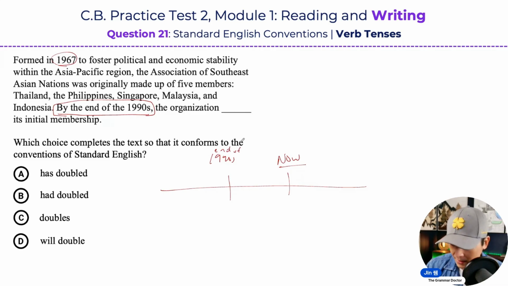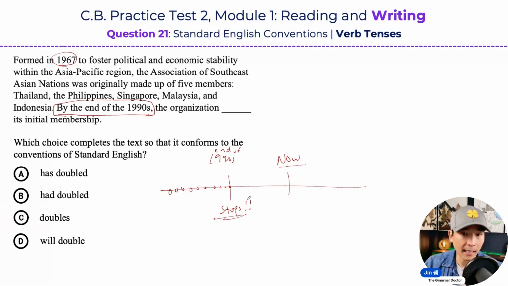So that's going to be like before it hits 2000, right? And when you say something like "by the end of the 1990s," you're basically saying everything leading up to the 1990s. As soon as you get to the end of the 1990s, the event stops right here. It stops, right? It doesn't carry over into after the 1990s and into the present. So it kind of stops.